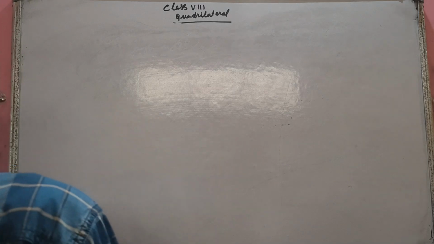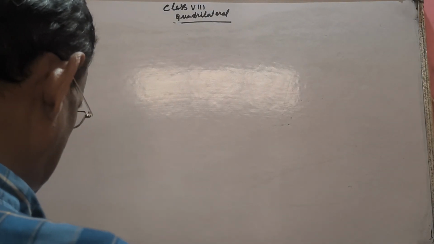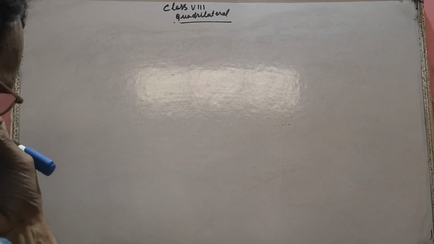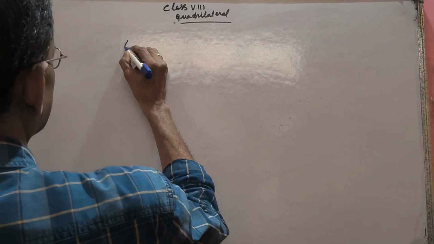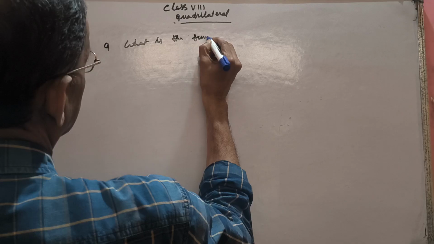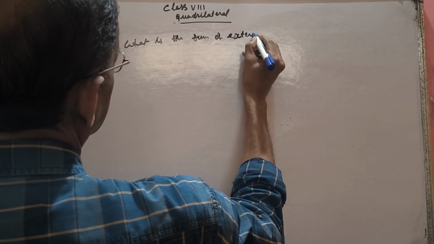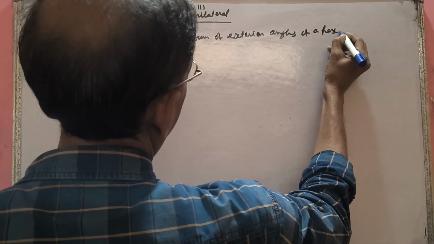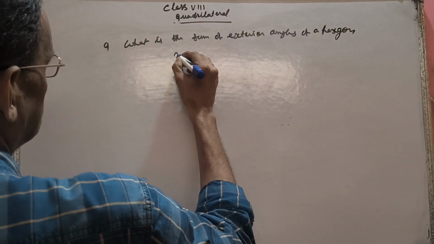Now, number of diagonals I have given you. Okay. Like the question is, what is the sum of exterior angles of a hexagon? The hexagon, you know, the number of sides is 6.